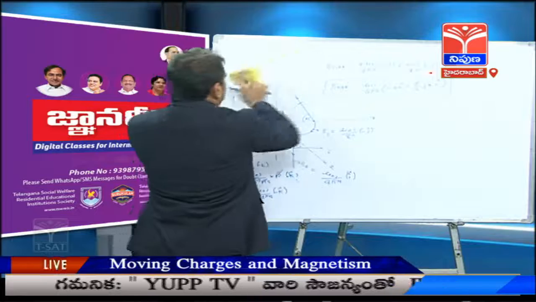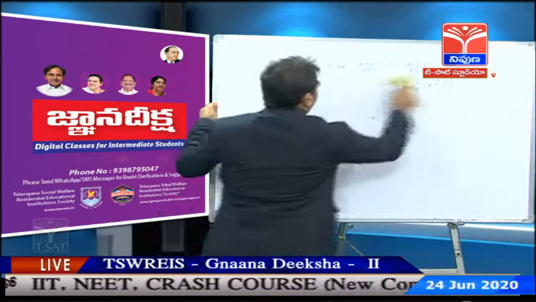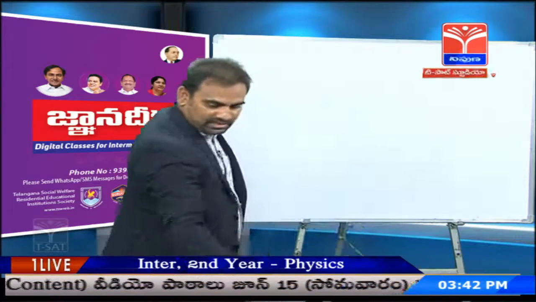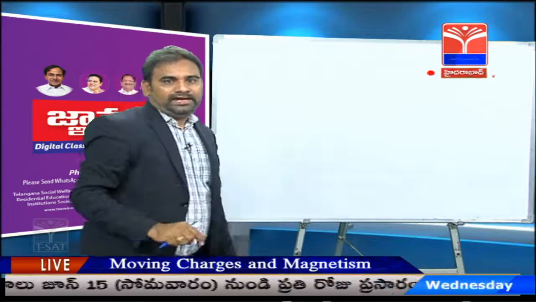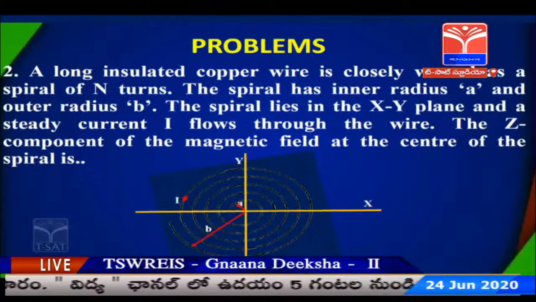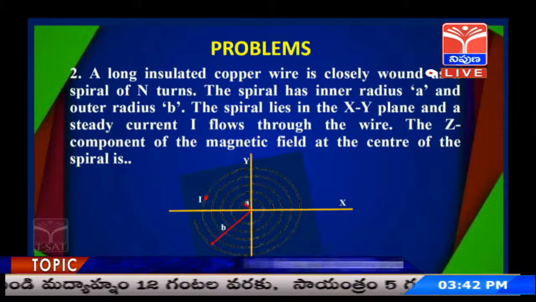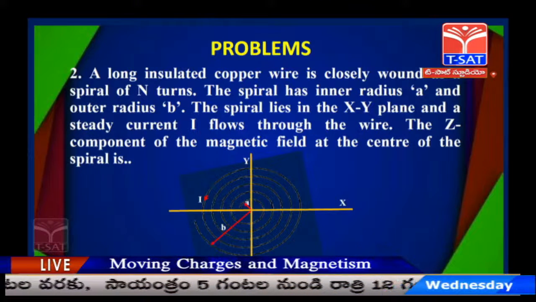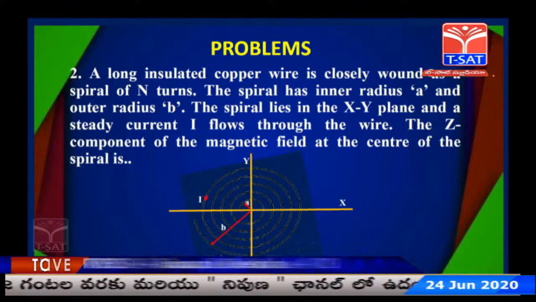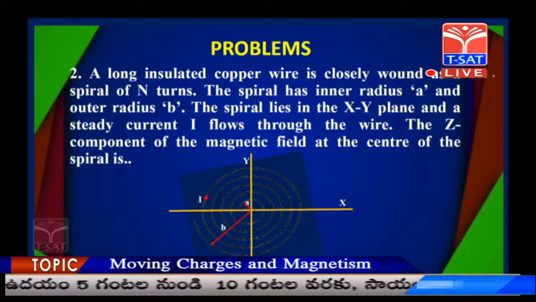Next application: a long insulated copper wire is closely wound as a spiral of n turns, and the spiral has an inner radius small a and outer radius b. The spiral lies in the xy plane and a steady current I flows through the wire. The z component of the magnetic field at the center of the spiral is equal to how much?